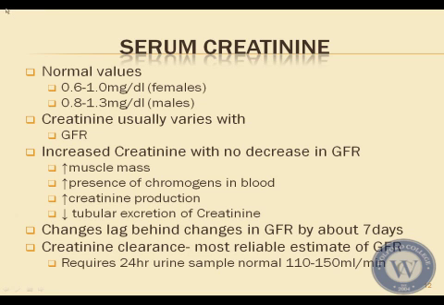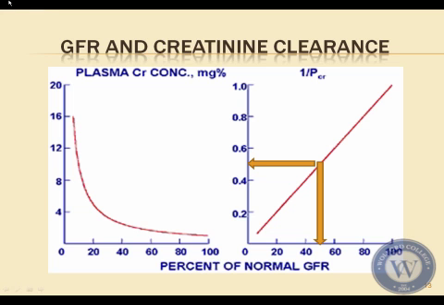Changes usually lag behind the GFR by about 7 days, so creatinine clearance is the most reliable estimator of GFR, and the best way to do that is getting a 24-hour urine sample, which normally will give you 110 to 150 milliliters per minute. If you look at GFR and creatinine clearance, for every doubling of your creatinine, it indicates that you have a loss of GFR by about 50%. So every doubling effect, you get a 50% decrement in GFR.